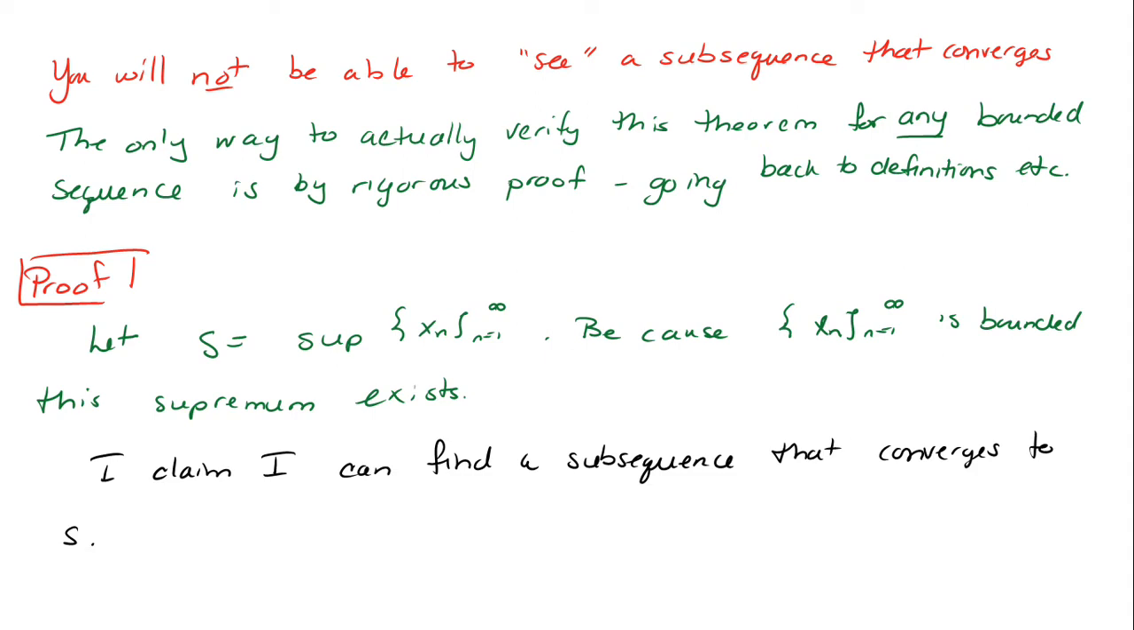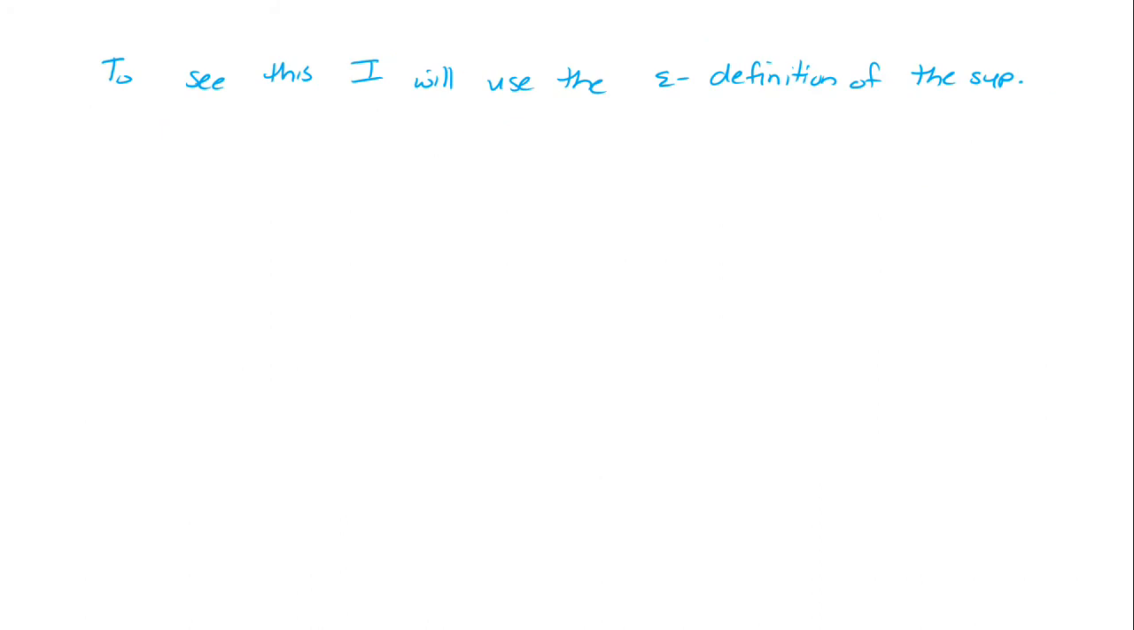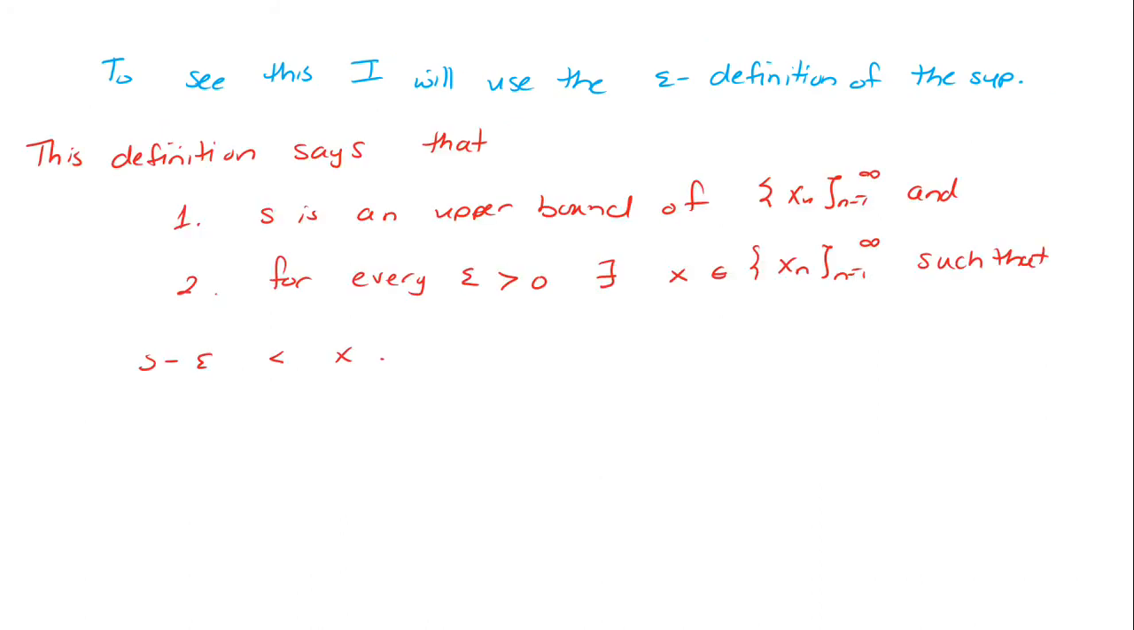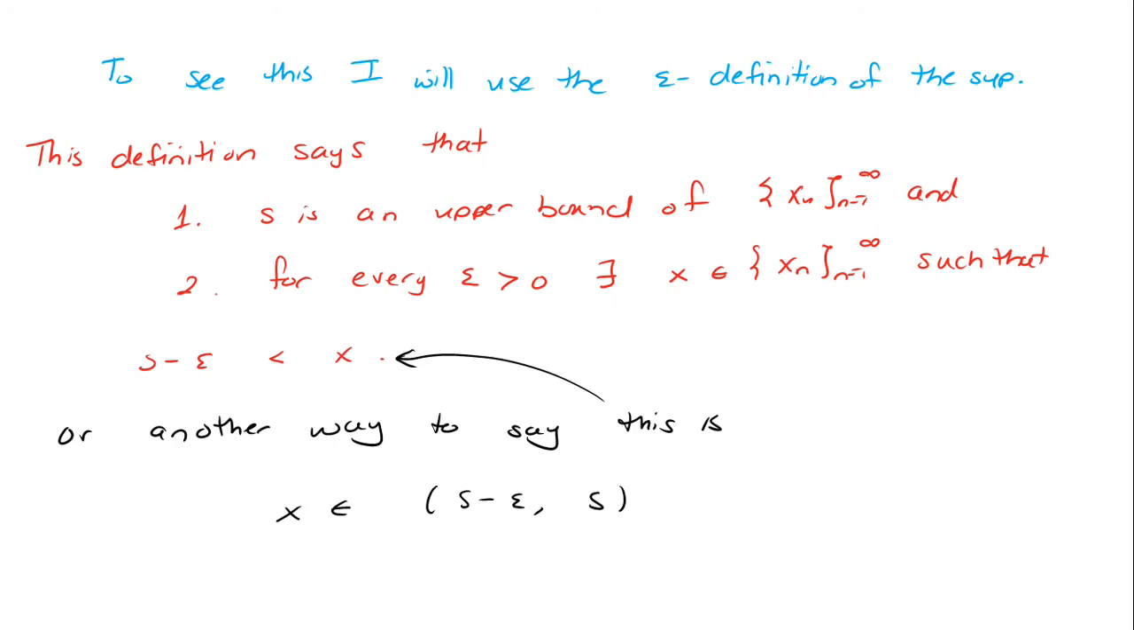I claim that I can find a subsequence that converges to my sup. To see this, I'm going to use the epsilon definition of the sup. The epsilon definition says that, number 1, S is an upper bound of that x_n, and for each epsilon greater than 0, that's a real number, there exists an x in the sequence such that S minus epsilon is less than x. Or another way to say that is x belongs to this interval. It's capped by S on the top, and on the bottom it's capped by S minus epsilon. And this could be a closed interval, actually, not an open.